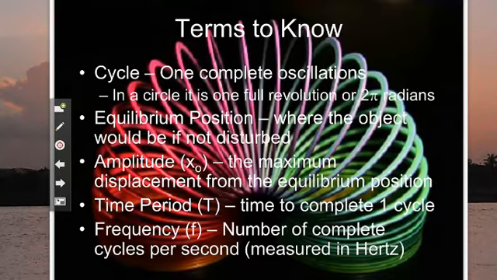The period is a capital T, and this is the time it takes to complete one cycle. And then the inverse of this is the frequency, the number of full cycles completed per second, and this is what we measure in hertz.